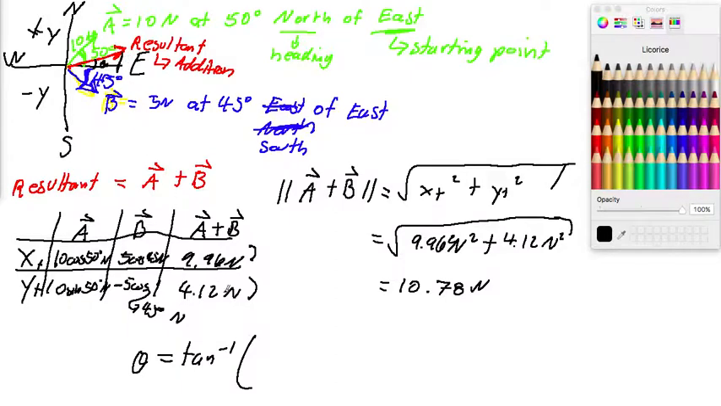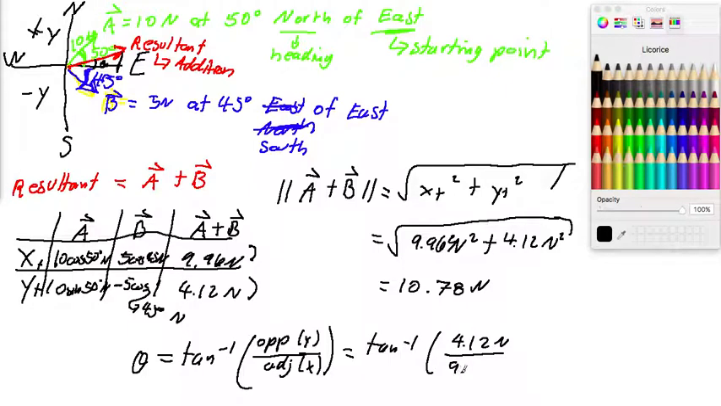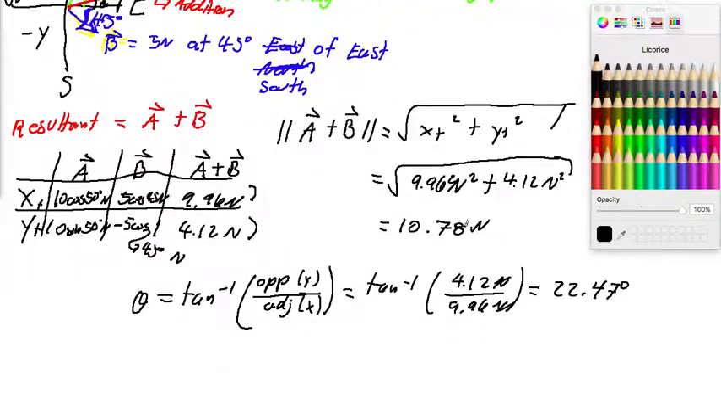We do opposite, which in this case is the y, over adjacent, which in this case is going to be x. So now plugging that in, opposite, which is the y, is 4.12 newtons, and the x is 9.96 newtons. Newtons cancel out, and then your angle ends up being 22.47 degrees. However, you're not done yet.